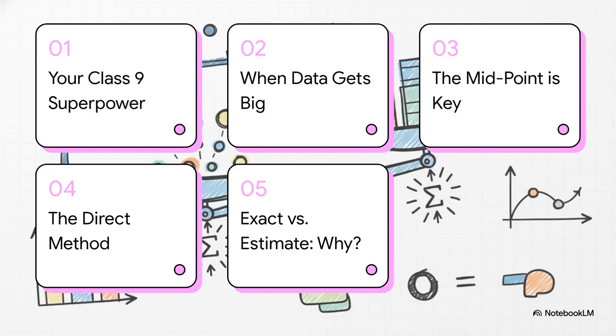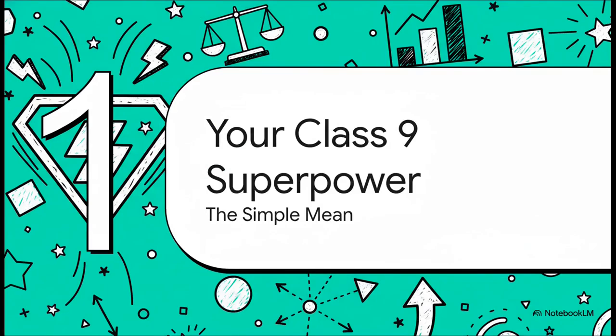Alright, so here's the game plan. First, we'll refresh that superpower you already have from Class 9. Then, we'll look at what happens when the data gets, well, huge. After that, we'll introduce the hero of our story today, the midpoint. With that, we'll learn something called the direct method, and we'll wrap up by solving a little mystery. Why do we sometimes get two different answers for the same data? Ready? Let's do this. Okay, first up, your Class 9 superpower.